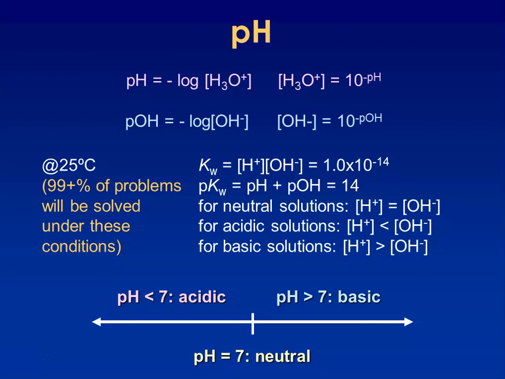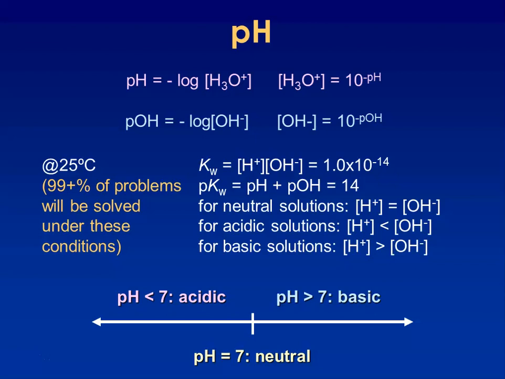I will get that fixed for class tomorrow. And then for basic solutions, the hydrogen concentration will be less than the hydroxide. I knew there was something I needed to fix. Sorry, y'all. At 25 degrees Celsius, your pH is equal to 7 when you're neutral. If it's less than 7, you're acidic. If it's greater than 7, you are basic.